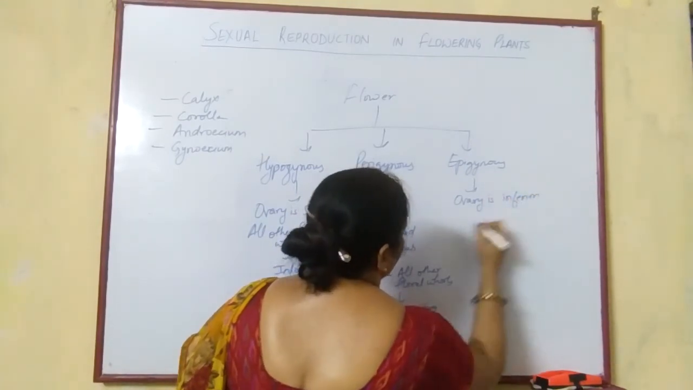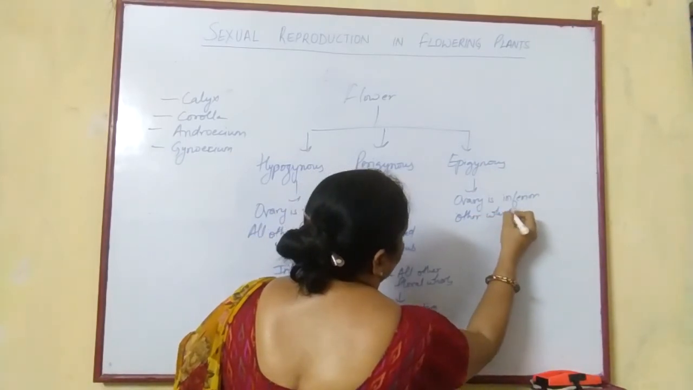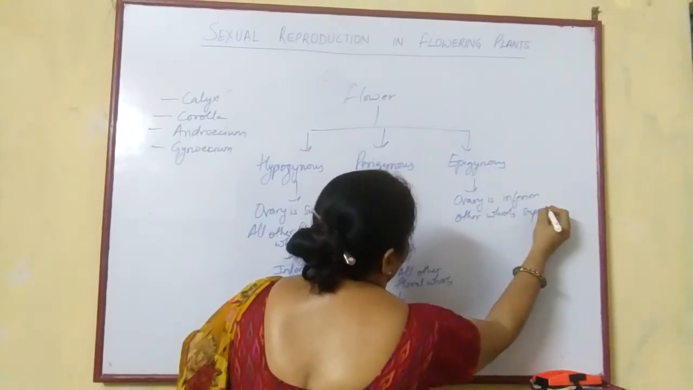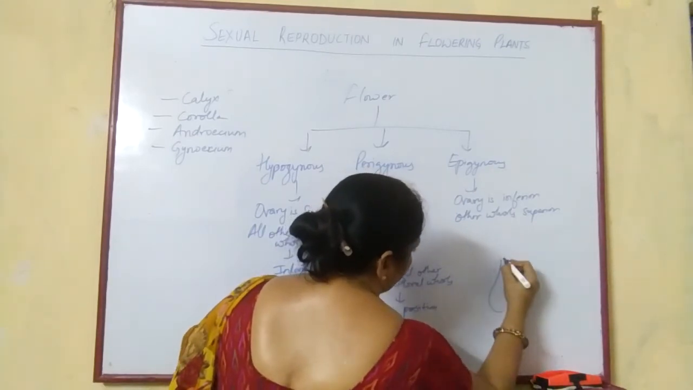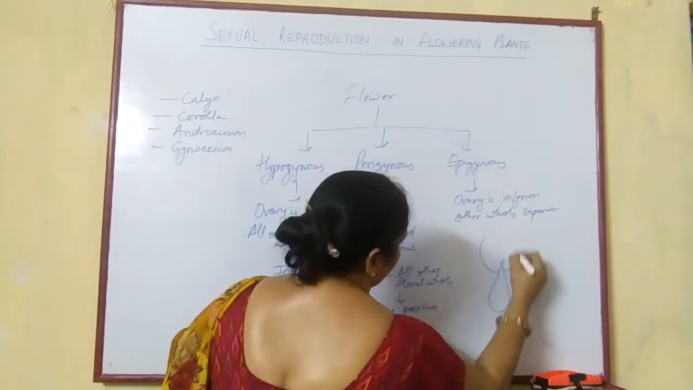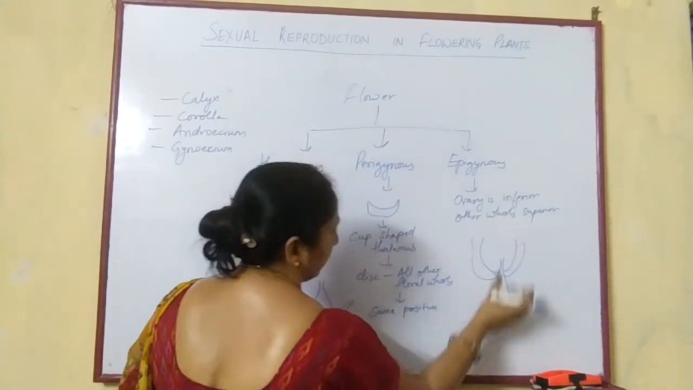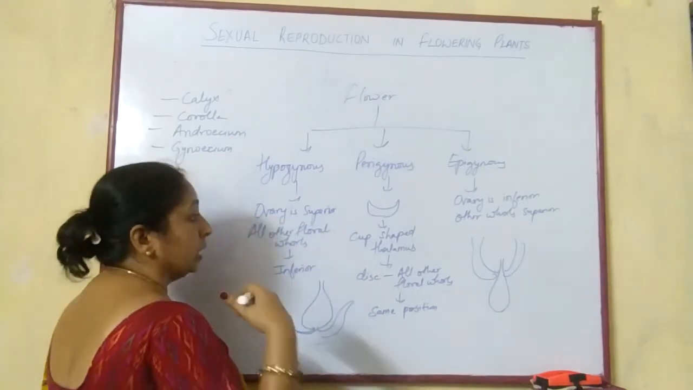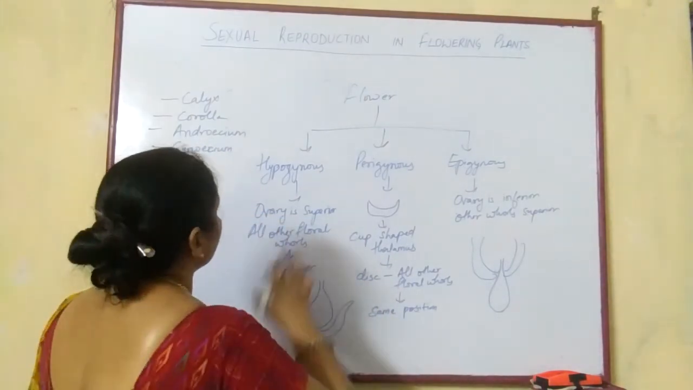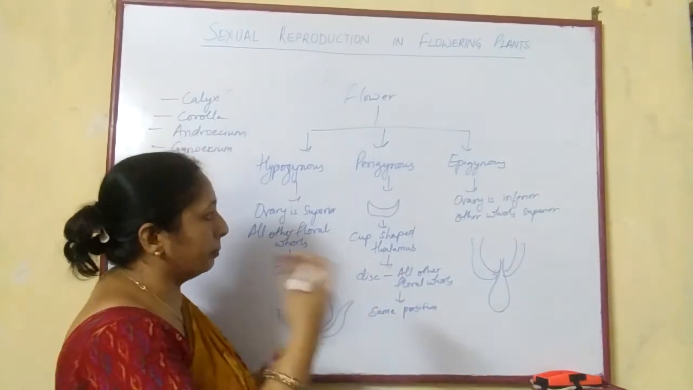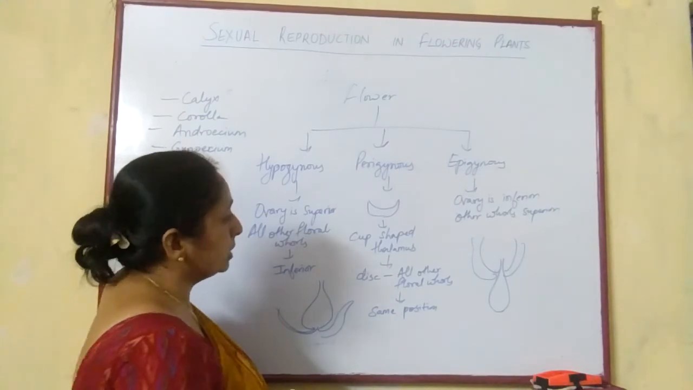In the epigynous condition, the ovary is inferior and the other whorls are superior. Suppose the condition is like this, and all the other four floral whorls start from this part. If the ovary is inferior and the other floral whorls are superior, then the flower is an epigynous flower. So based on the position of the ovary, the flower may be termed hypogynous, perigynous or epigynous.